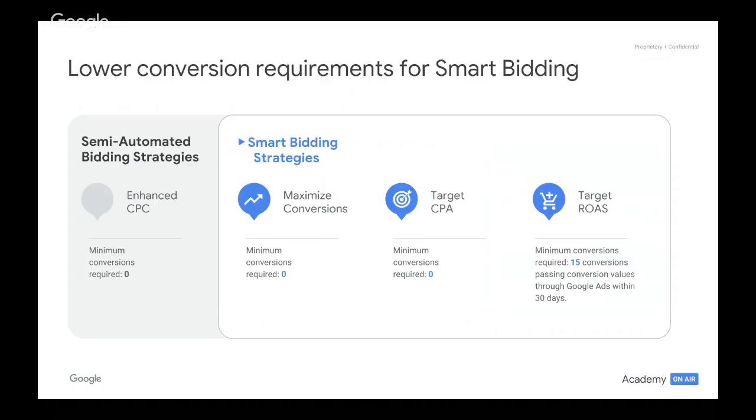Here's just a little bit of the detail of what I was talking about in terms of the lower conversion thresholds. So you'll see here, for max conversions and Target CPA, there's no longer a minimum conversion threshold. So you can start those campaigns even with 0 conversion history. With Target ROAS, we do still say that you have a little bit of conversion history, so 15 over a 30-day period. If your individual campaigns don't quite get to 15 conversions, Charlotte will run through a little bit later on how we can get around that.